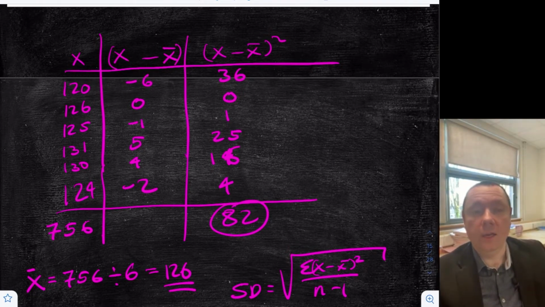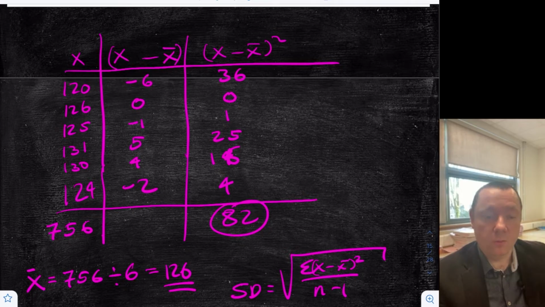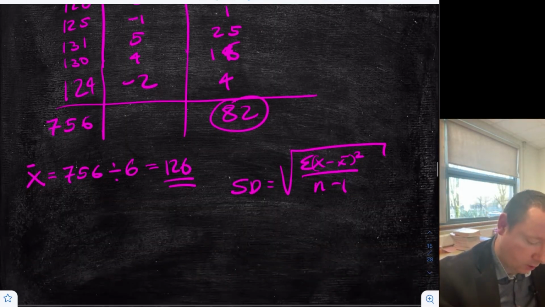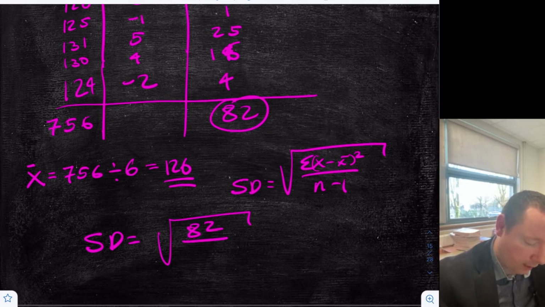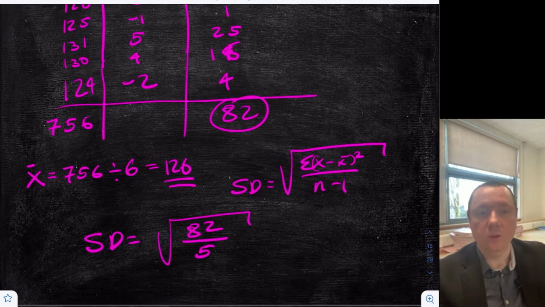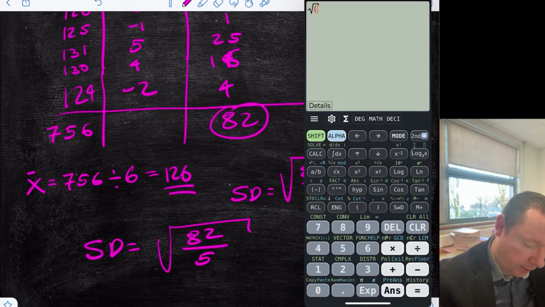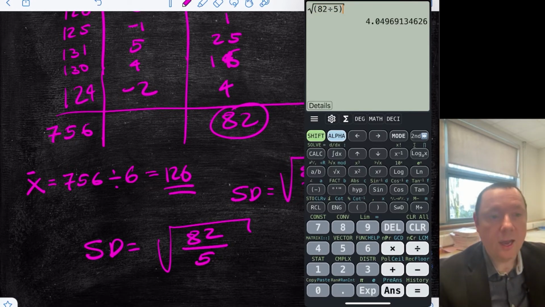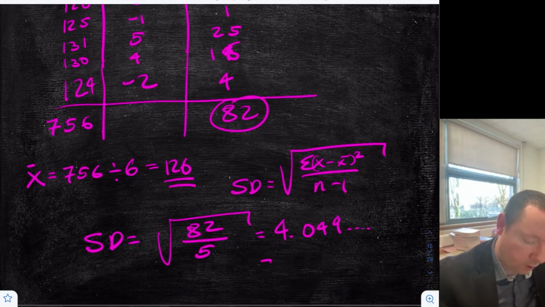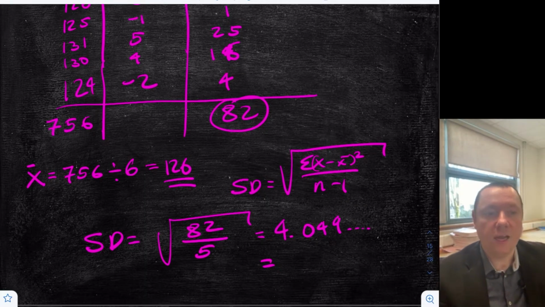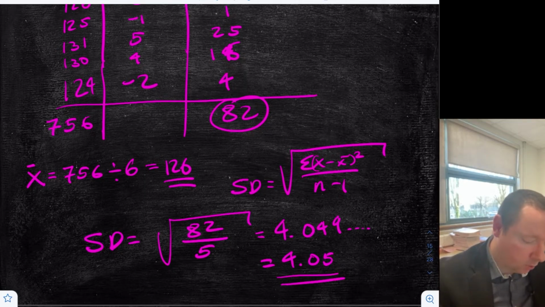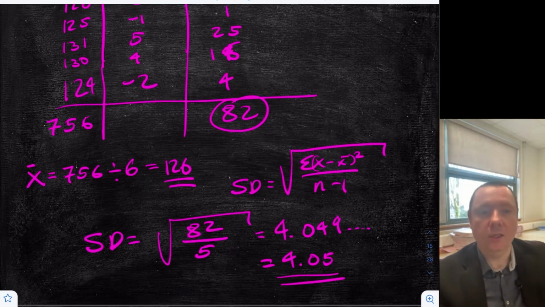So now we substitute that into our formula for the standard deviation. So that means our standard deviation equals the square root of 82 divided by 5, because 1 less than the number of numbers. Using brackets, 82 divided by 5, 4.049, or if you want to round, 4.05 would be fine, and that's the number of customers. So we've got our 2 answers, and now we need to go and do part B.